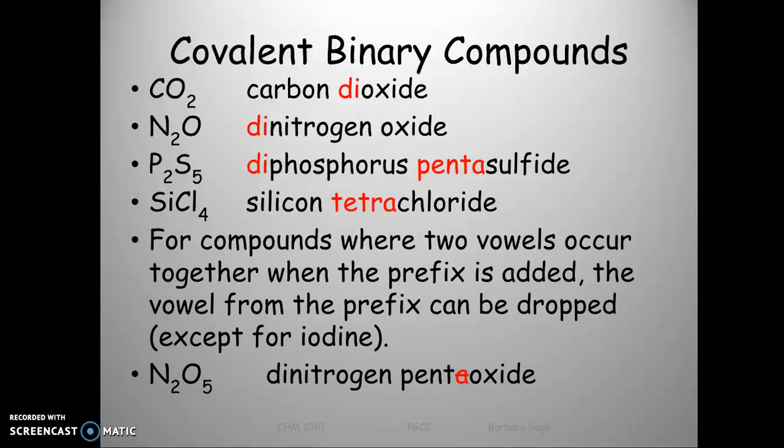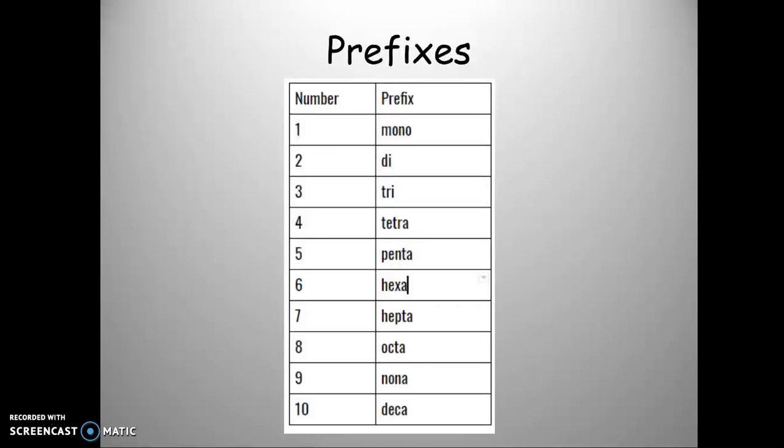All right, so you may be thinking, there's no way that I can remember all of these prefixes, and I don't even know where she's getting these prefixes. These are just prefixes that were created by the people that came up with these rules. Over time, we've decided that these are the prefixes for the first 10. I am not going to require you to make names for covalent compounds that are more than 10, but you do need to know these.